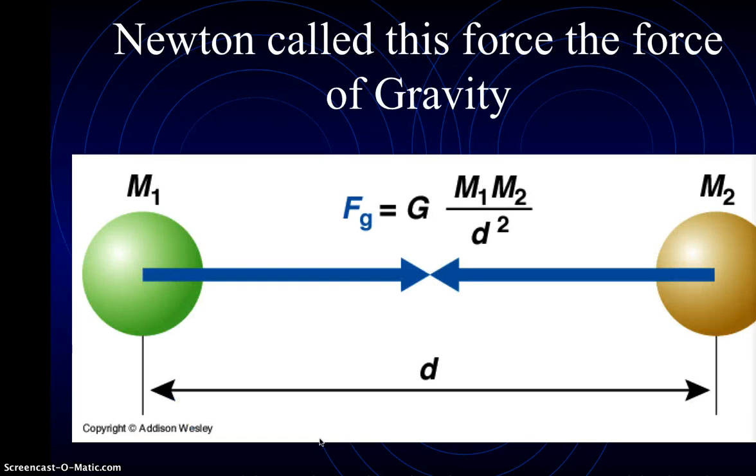Newton called this force the force of gravity and said that the force would be proportional to the two masses and inversely proportional to the distance between them squared. Now, that force of gravity exists between any two objects with mass, but because this number right here, big G, is a very small number, the force of gravity is actually very weak. So it's only really an appreciable force when one of the objects is very large, such as a planet. That would explain why we don't all feel a force of gravity attracting us to each other, because our masses are too small to give an appreciable force.